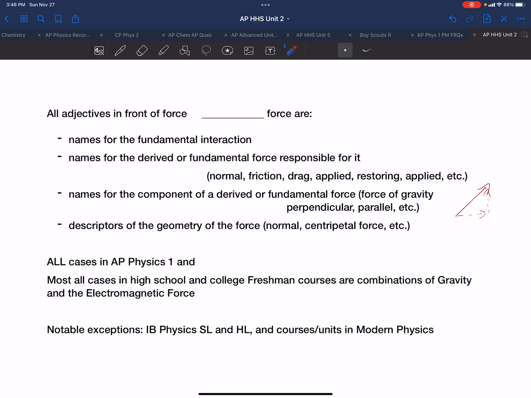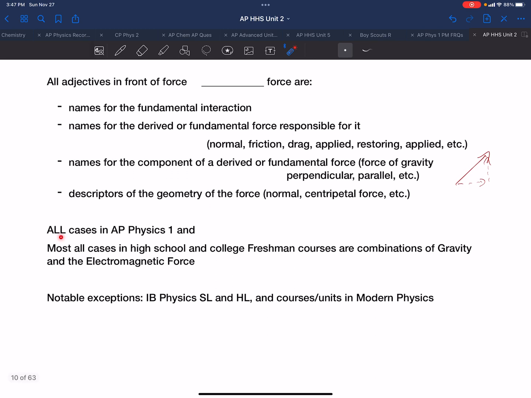No matter what it is, it's going to boil down to electrical or magnetic, electrical or gravity, electromagnetic or gravity. But anything else that appears here is going to be caused by that, in that it's a derived force. It could be a particular geometric component, or it could describe the geometry of the force. In all cases in AP Physics 1, and in most all cases in high school and college freshman courses, they are combinations of gravity and the electromagnetic force. There are some exceptions, and that occurs in IB Physics, SL and HL, and courses or units in modern physics that a student might encounter.